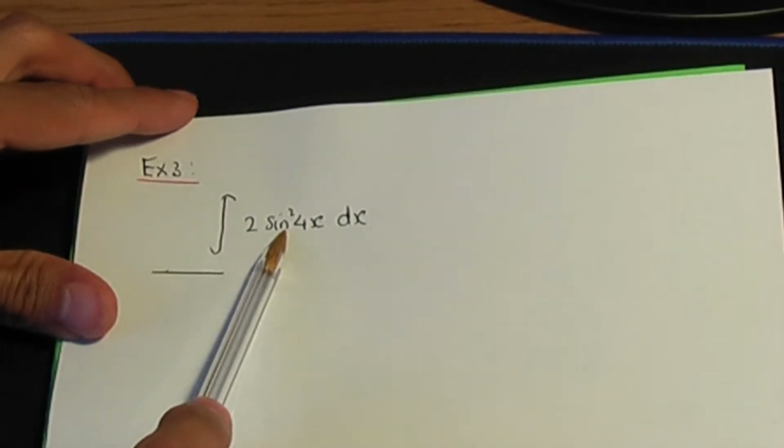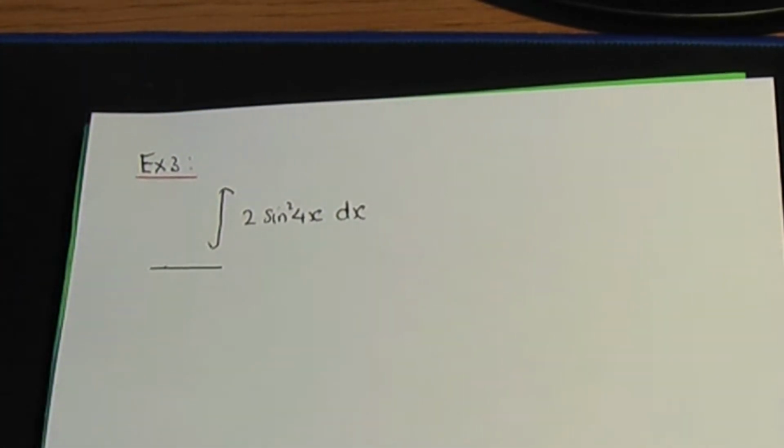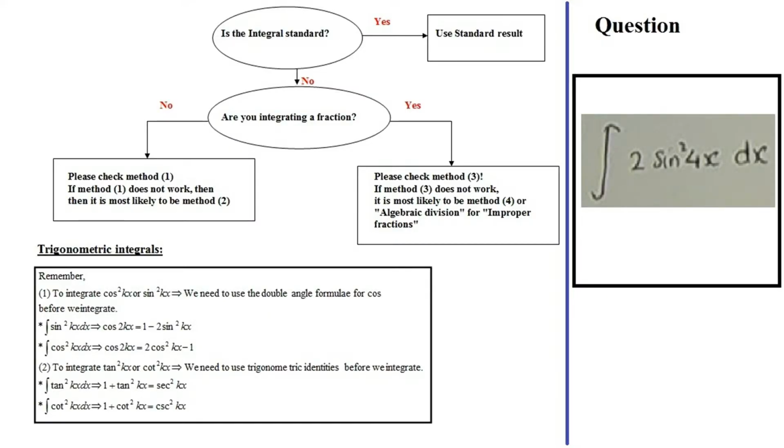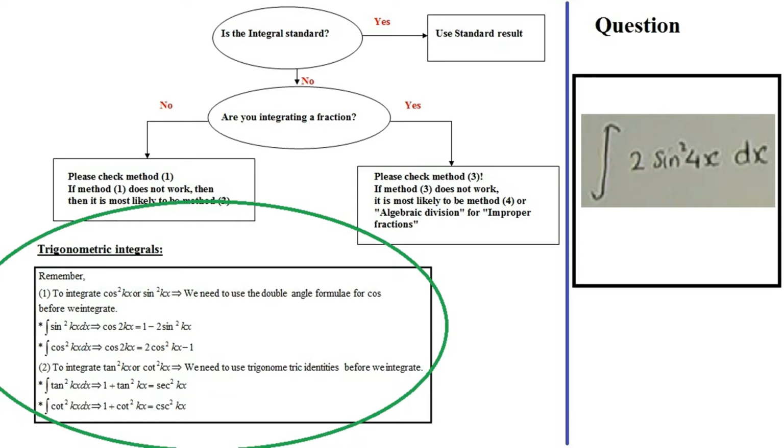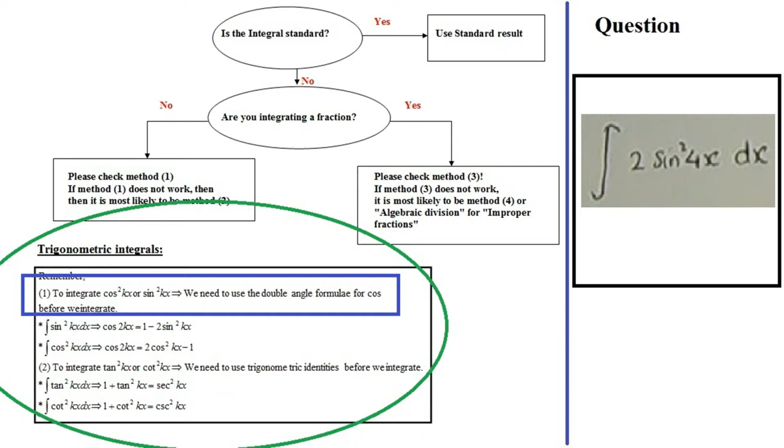Let's integrate 2 sine squared 4x with respect to x. So back to the flow diagram screenshot. In this case we have one trigonometric term to integrate. If we look at our trigonometric results at the bottom of our flow diagram, remember what I said: to integrate cos squared or sine squared of an angle, you need to use a double angle formula for cos. Since we have sine squared inside our integral, we're going to be using the formula cos 2x equals 1 minus 2 sine squared x.